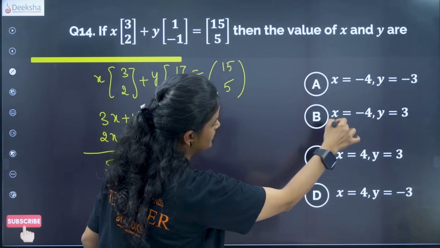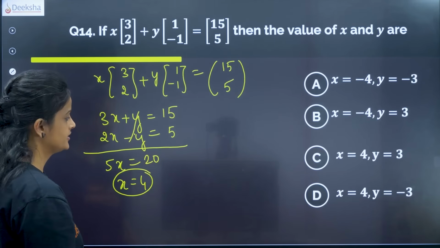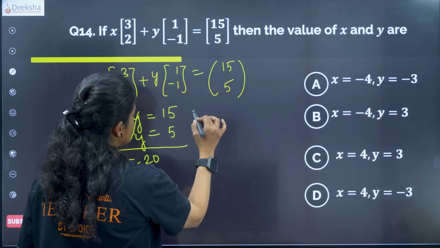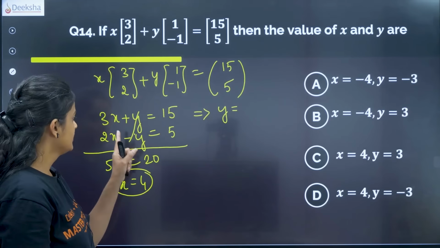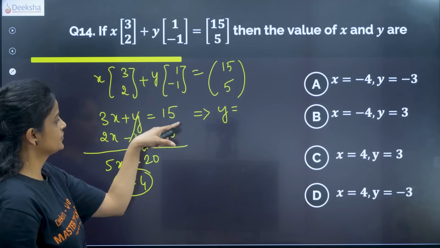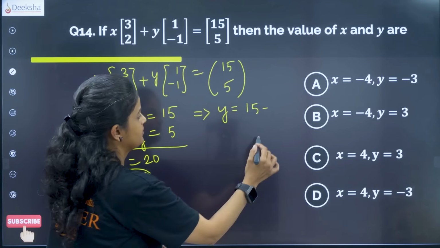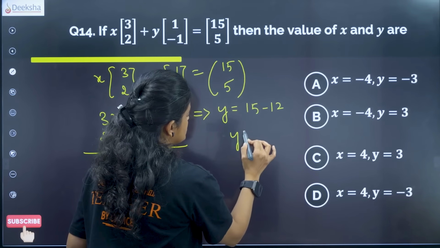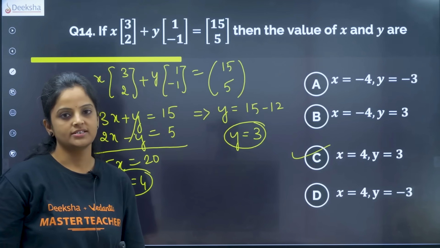Equations are very simple. 4 means we have 2 options, option C or option D. Check with any one equation for the value of y. I am taking the first equation, 15 minus x is 4, so that becomes 12. Y is positive, y is 3. So we have option C.